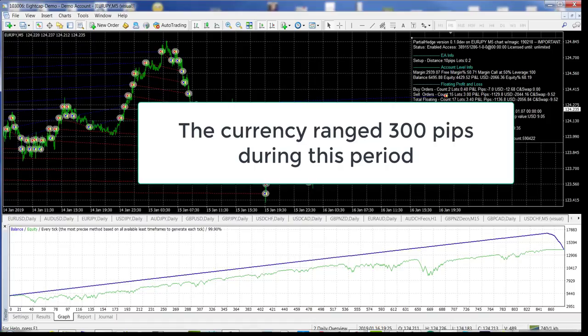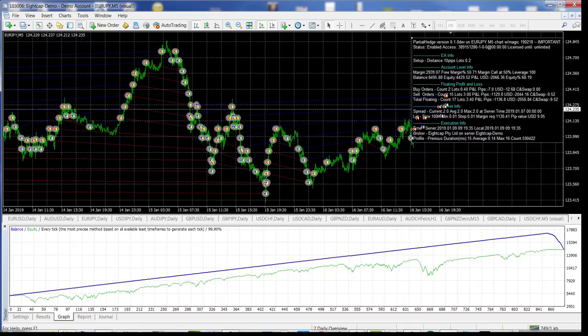So this type of technique can make you lots of profits, and it does expose you to potential losses. But the longer you trade it, the more your blue line goes up and sort of pulls your green line up with it. So this was the partially hedged EA. Now, let's have a look at the lessons we can learn from that.